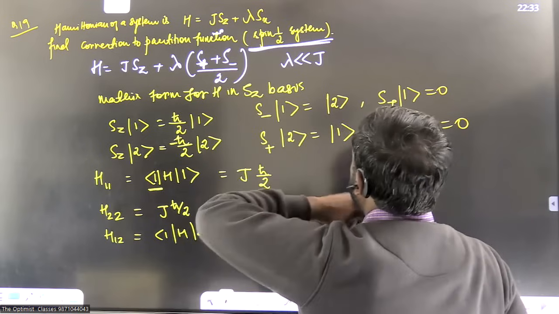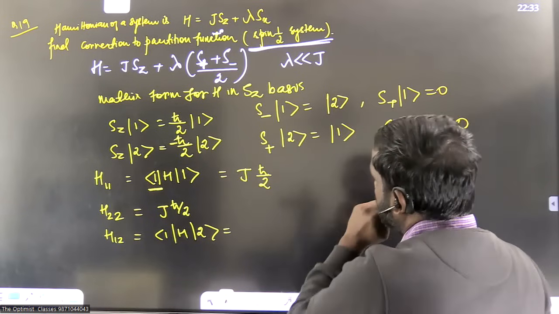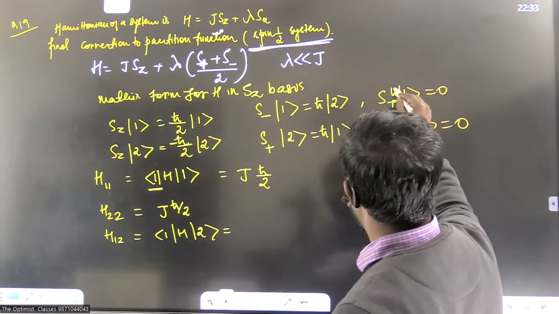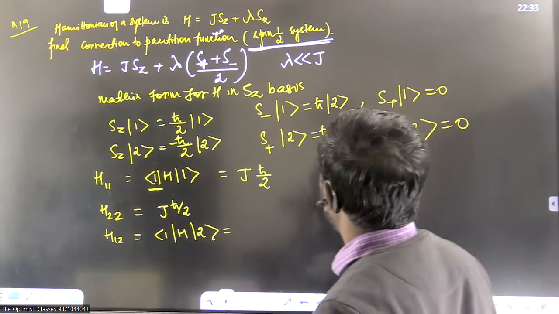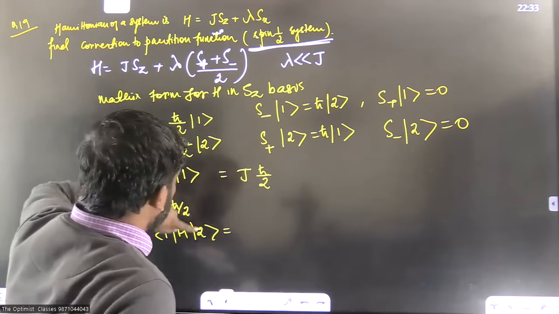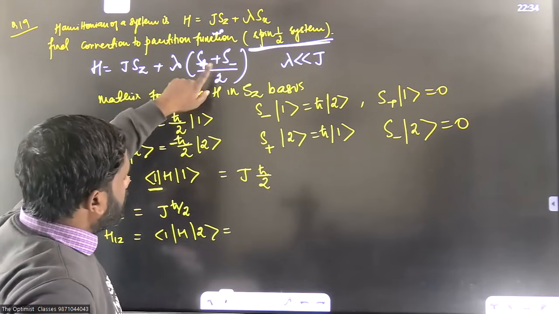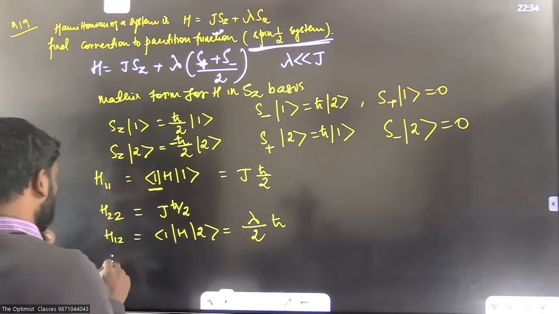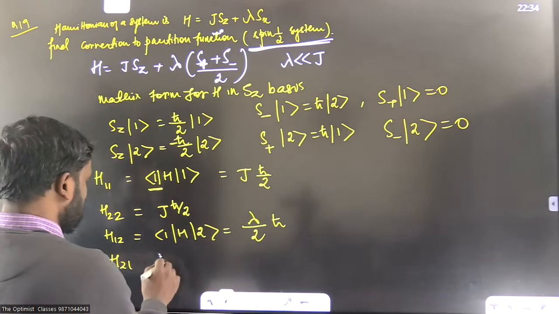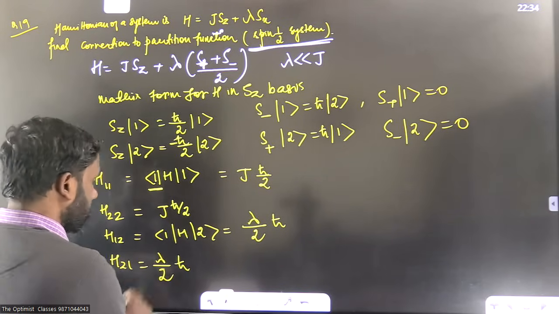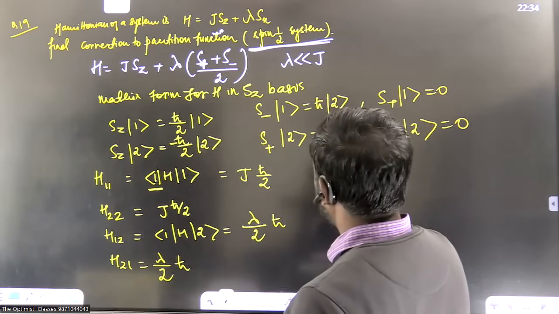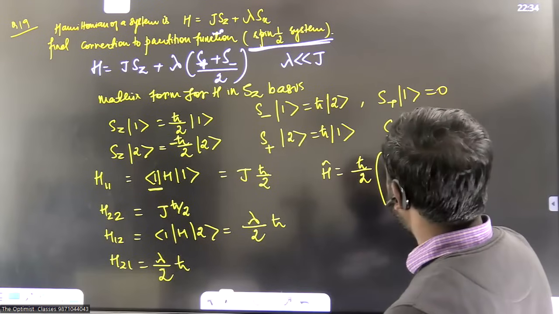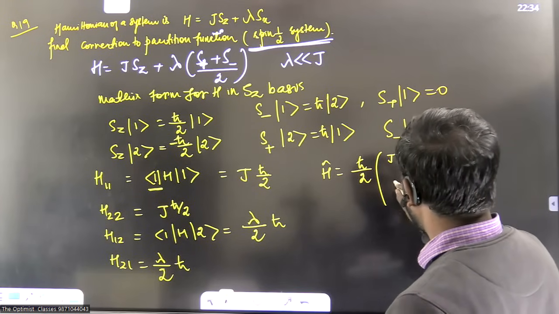But when S plus acts on 2, you get 1, and there is a factor of h bar everywhere. When S plus acts on state 2, you get h bar, and from here you get a factor of 2, and there is lambda. So you actually get lambda by 2 h bar. Similarly, when you calculate the H21 element, you get lambda by 2 h bar. So the matrix for this H operator is h bar by 2, with J here, and lambda and lambda.